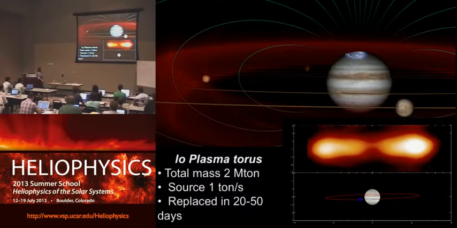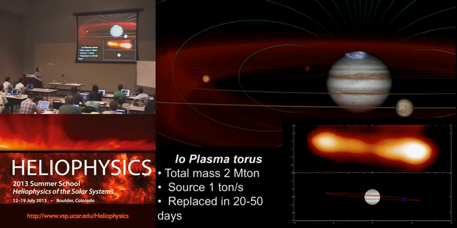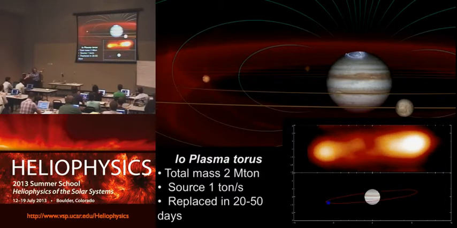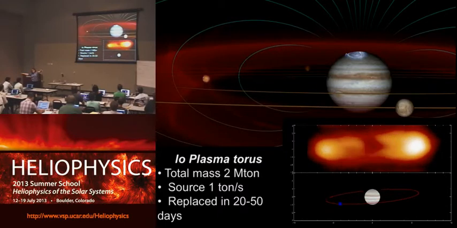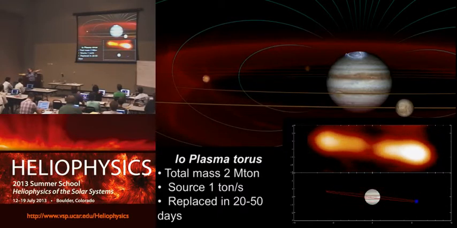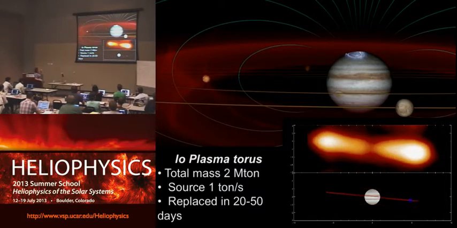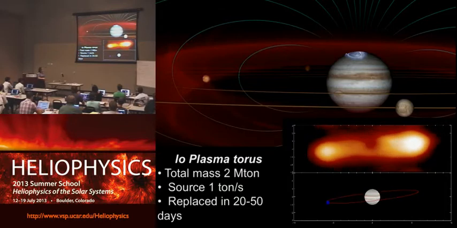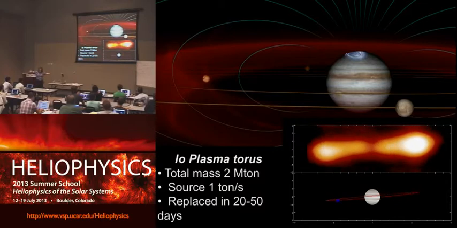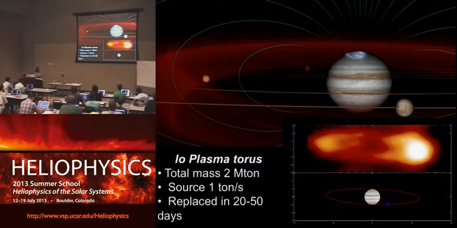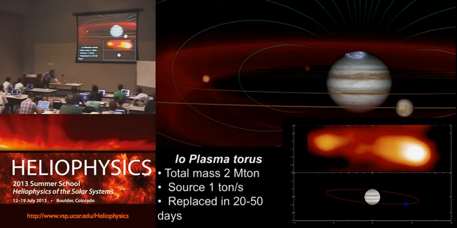So let's look at Jupiter. We have a plasma torus, a ton a second of material. We have a 10-degree tilt of the magnetic field, so the plasma that is confined to the equatorial regions by centrifugal forces is forced out towards the distant point along the magnetic field, and it is glowing in UV light. This is a movie in UV light, and you can see it wobbling around. The source is about a ton a second, and it's replenished in about 20 to 30 days.